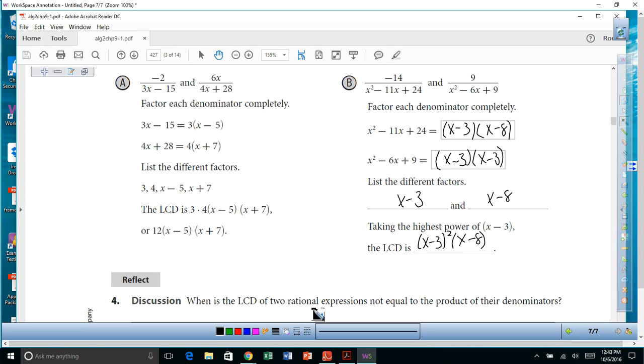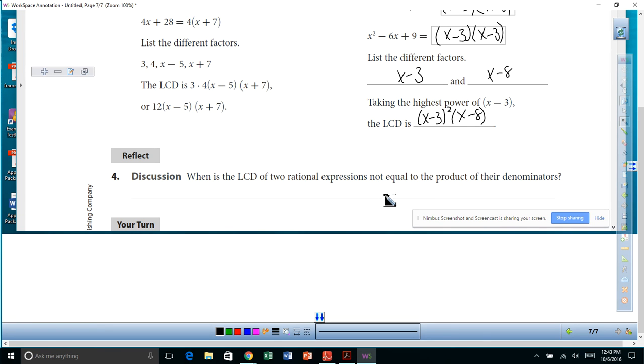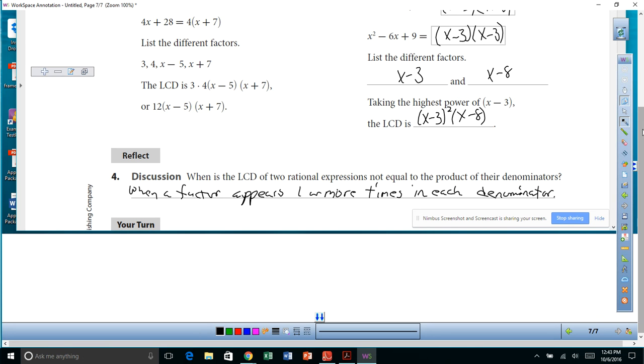When is the least common denominator of two rational expressions not equal to the product of their denominators? When a factor appears one or more times in each denominator. Good, good.